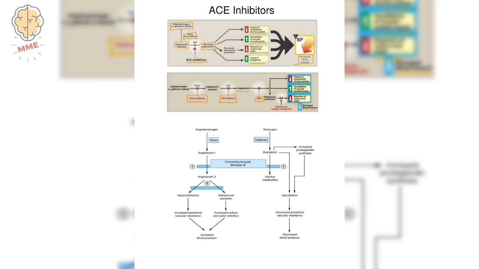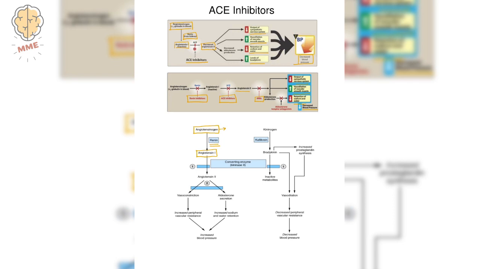Now again, I would like you to fully memorize this picture in your mind, because if you can remember this mechanism, you can remember all kinds of drugs and how these different kinds of drugs, which are classified under antihypertensive drugs, work in our body. Always remember, angiotensinogen present in blood gets converted to angiotensin 1 by renin.